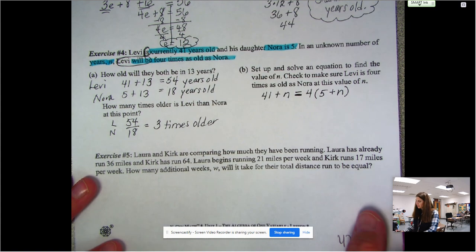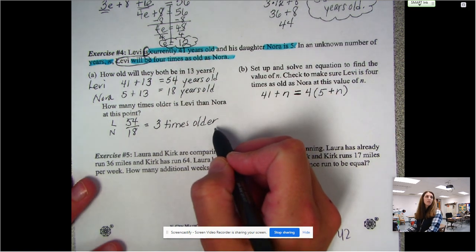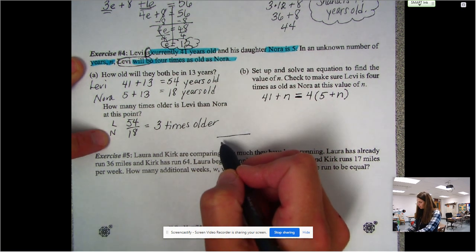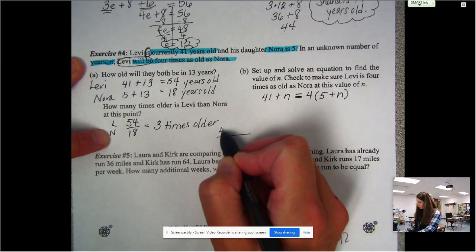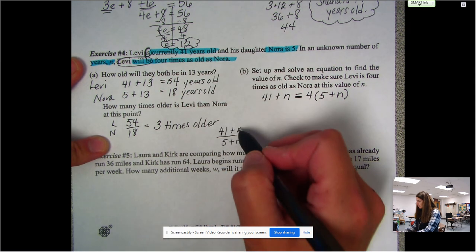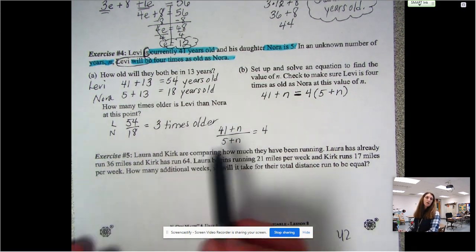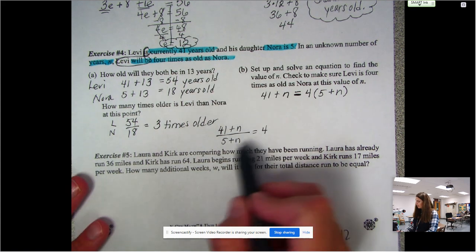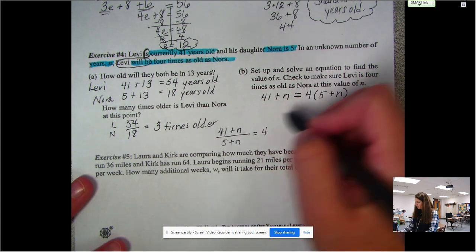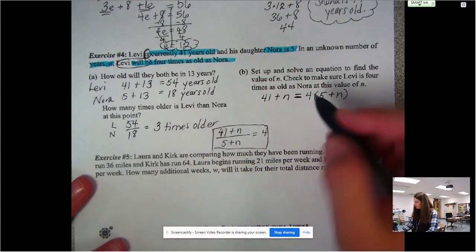Let me turn my paper over and show you another way we could have written it. Okay? Actually, I'll just squeeze it in right here so you can see where I'm getting all the information. If I wanted to divide Levi divided by Nora, I would do the 41 plus the n number of years over the 5 plus the n number of years. And when I divide these two, I want it to equal 4. Now, this is going to be a much harder equation for us to solve than this one. Up to this point, I haven't shown you how to solve this equation. So we're going to use this one over here on the right, okay? I just wanted to show you what that would look like if you were thinking, well, how did we go about that? Let's put in the balance beam here.